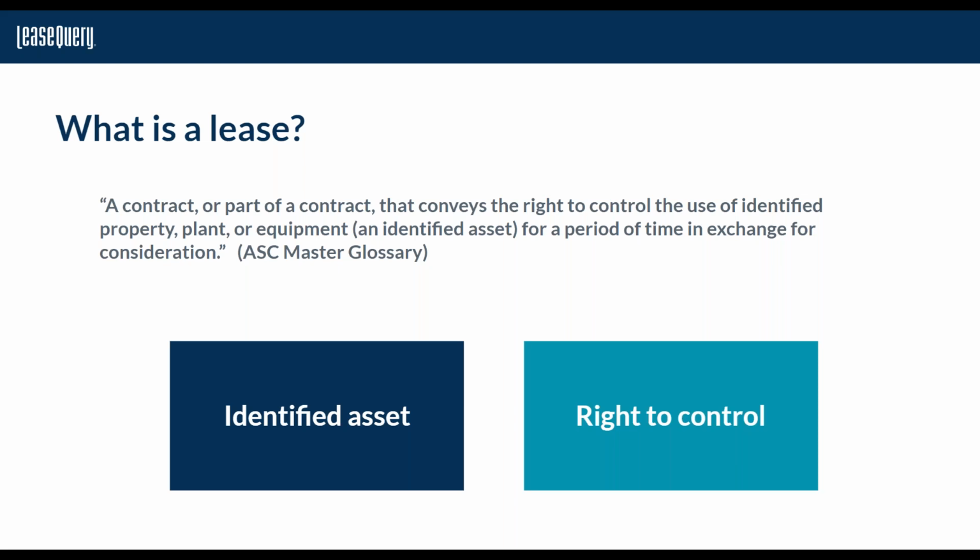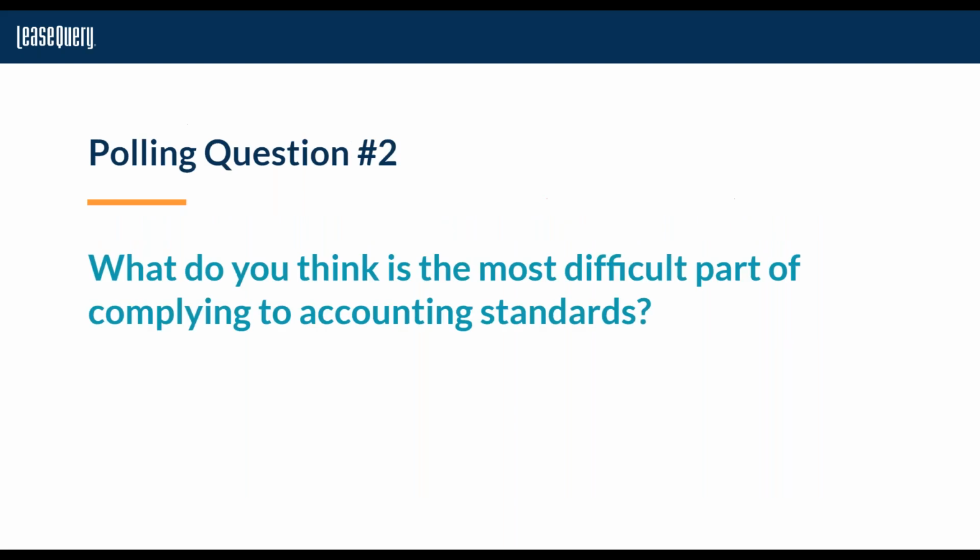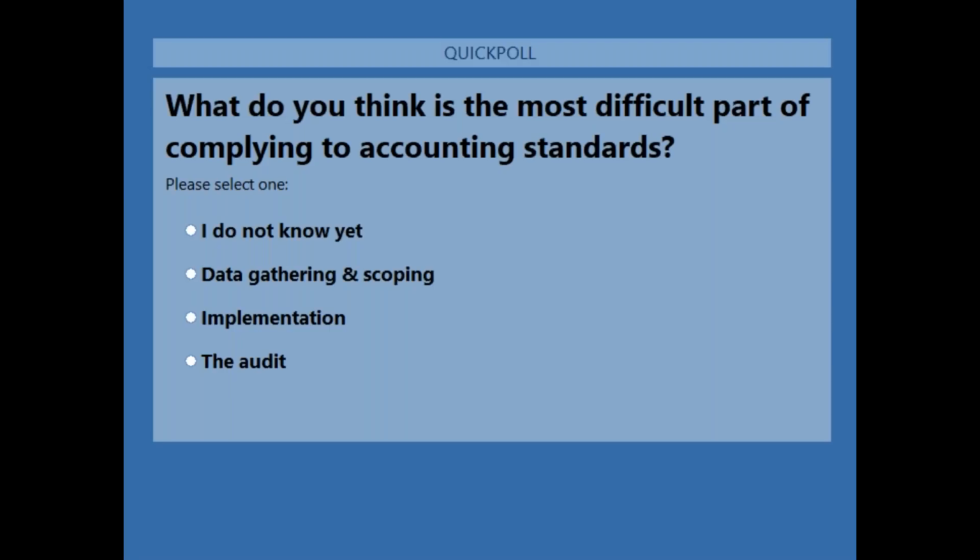Now, from here, hopefully that drummed up a question or two. So we're going to take a small break and launch the second polling question. This is just a way for us to try to gauge what part you think is going to be the most challenging. So the options are, we don't know yet, which hopefully no one's going to pick because nobody said that they had never heard of 842 before, and then data gathering and scoping, implementation, or the audit. Great, and over half the audience has responded, so thank you everyone, and we really appreciate the participation.